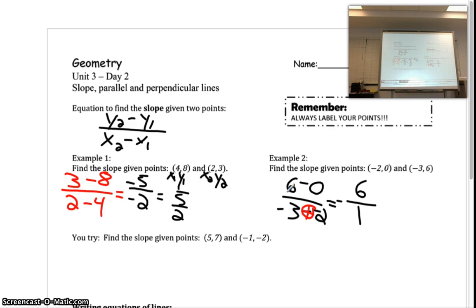3 over 2. Do I need to do that one, or are we good? I need to hear everybody say they're good. Are you sure? Because we're about to do something more difficult. All right, let's go down the page.